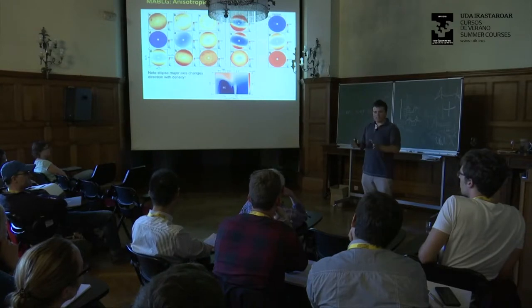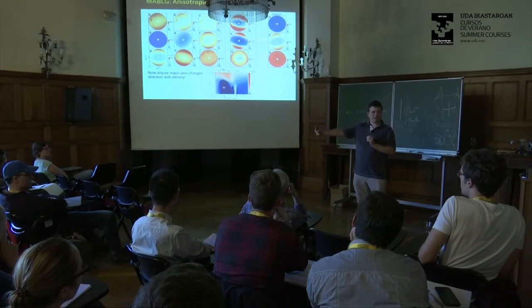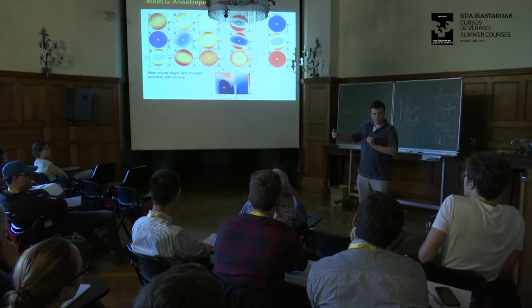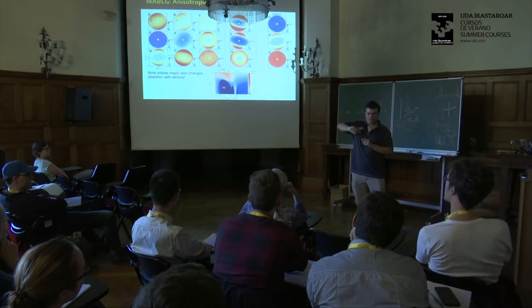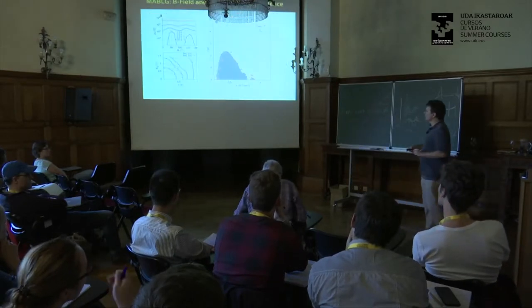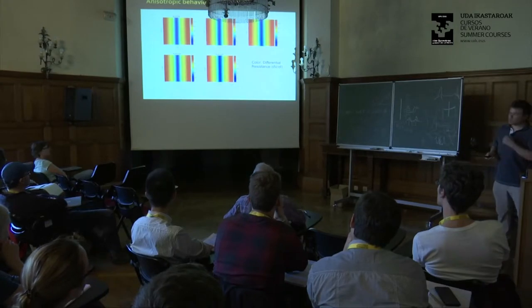We can keep the system at very low temperature, in the ground state, and keep a relatively small magnetic field, so the system is still superconducting, but now run a large current through the device to see if the critical current also experiences anisotropies with the direction of the magnetic field. Okay? So this is something that is shown in these videos.